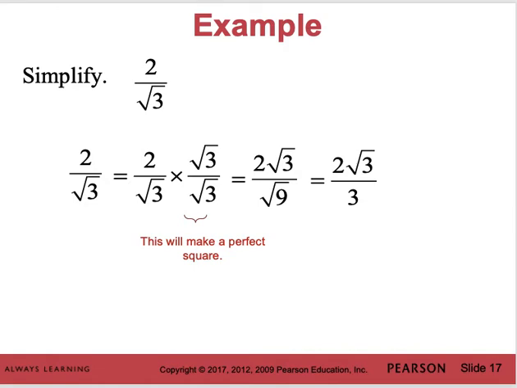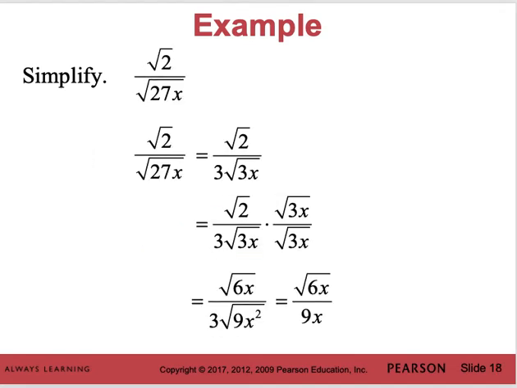In this case, the 3 is the denominator and it is a square root. So if we multiply both the top and bottom numbers by the square root of 3, we would be able to make that a perfect square. 3 times 3 is 9, and the square root of 9 is equal to 3. So we can simplify that further.